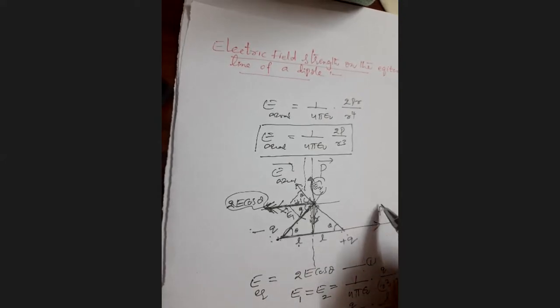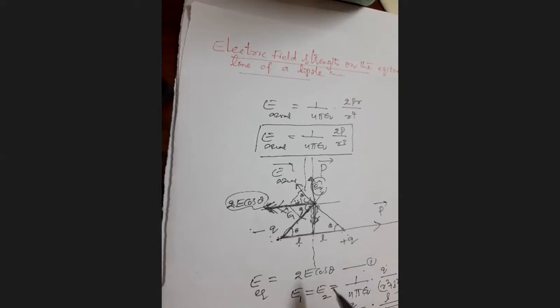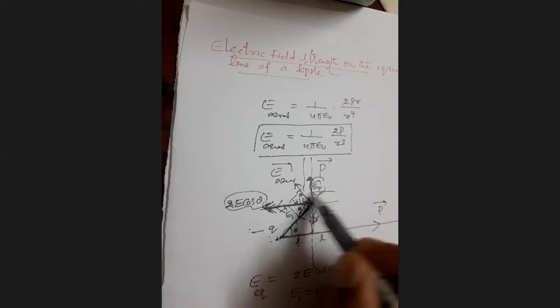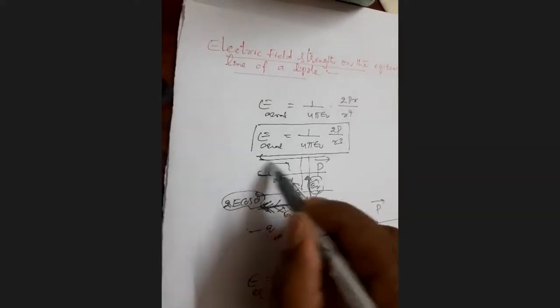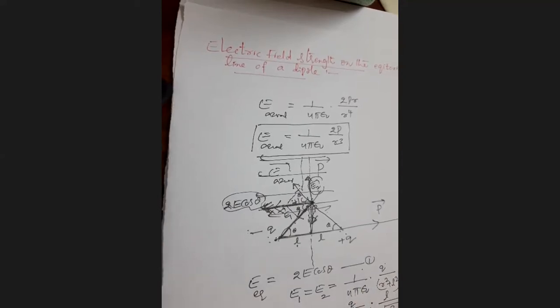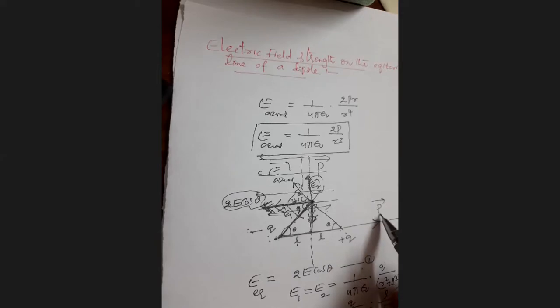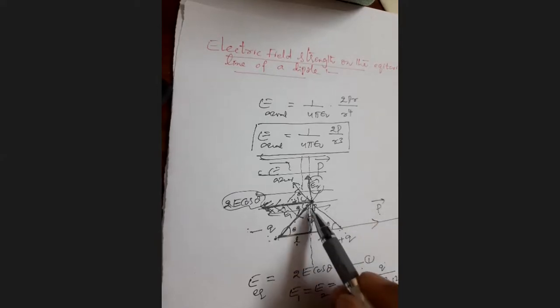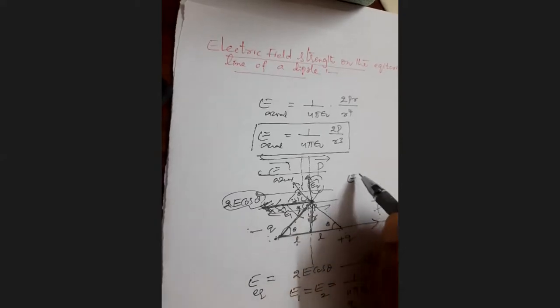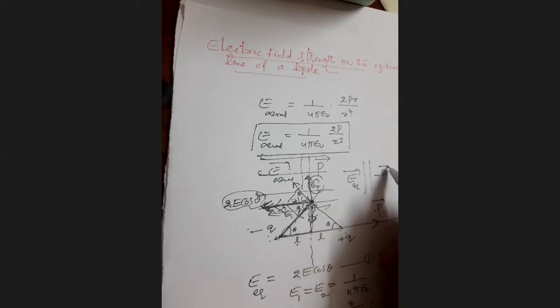From minus q to plus q along the dipole axis. But here, at any point on the equatorial line, the direction is like this. It is anti-parallel to p bar. You should remember that on the dipole axis, the field strength is parallel to p bar. On the equatorial line at any point, the field strength is anti-parallel to p bar. That is, we are writing E equatorial bar is anti-parallel to p bar.